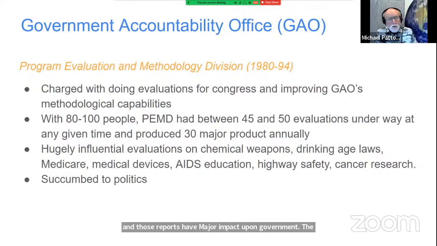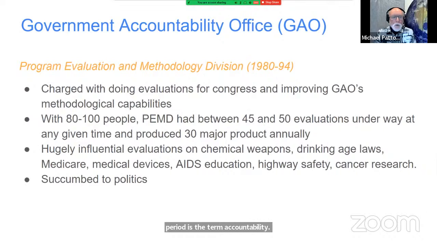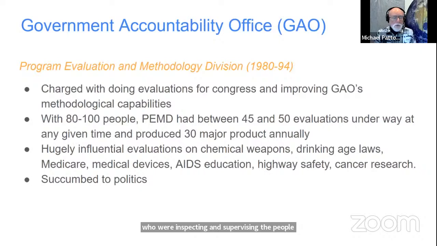The final comment I'd make about accountability is with the efforts to decolonize evaluation. One of the terms we've inherited from the colonial period is the term accountability. The top-down power imbalance between those authorities who were inspecting and supervising the people underneath them and required them to do things according to the dominant culture.